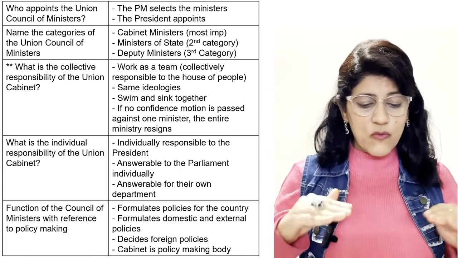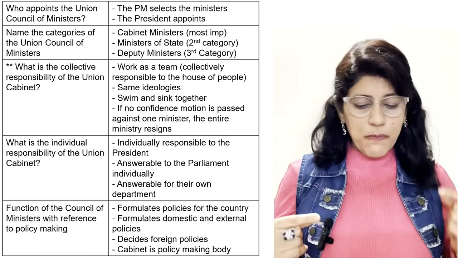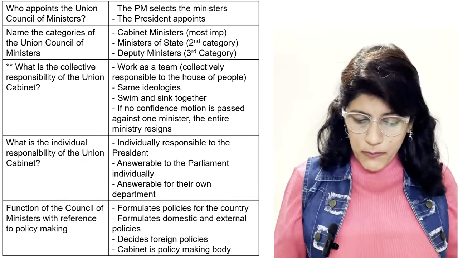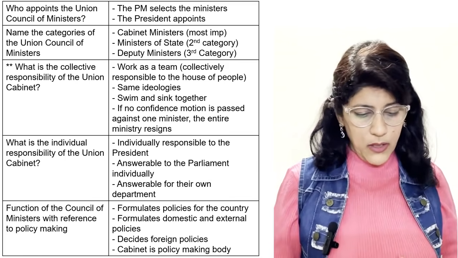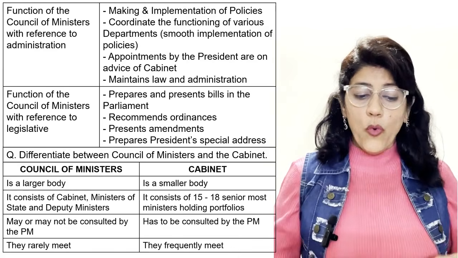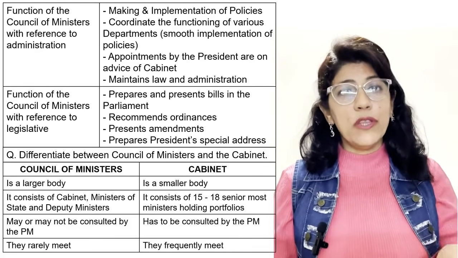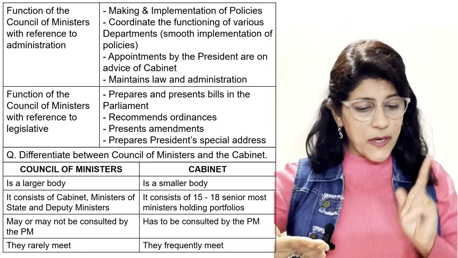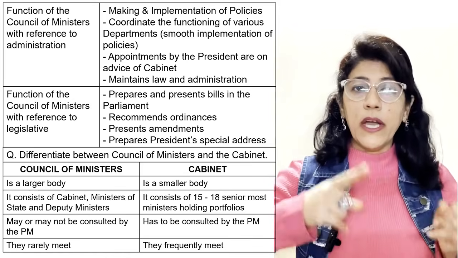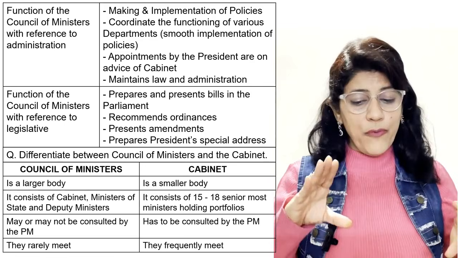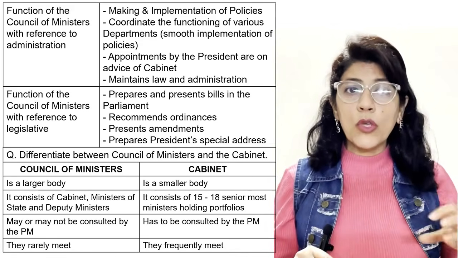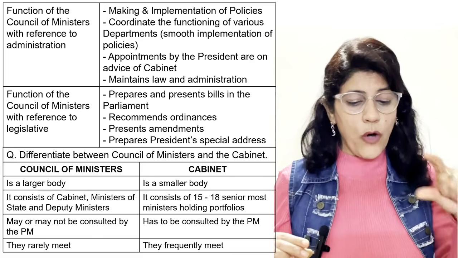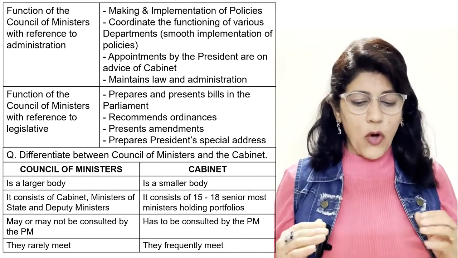Function of the Council of Ministers with reference to policy making: formulate policies for the country, formulate domestic and external policies, decide foreign policies. Cabinet is a policy making body. So whatever comes here will be related to policy. Function of the Council of Ministers with reference to administration: making and implementation of policies, because we are talking about administrative powers. Coordinate the functioning of various departments for the smooth implementation of policies. Appointments by the President are on the advice of the cabinet only, and maintains law and order.